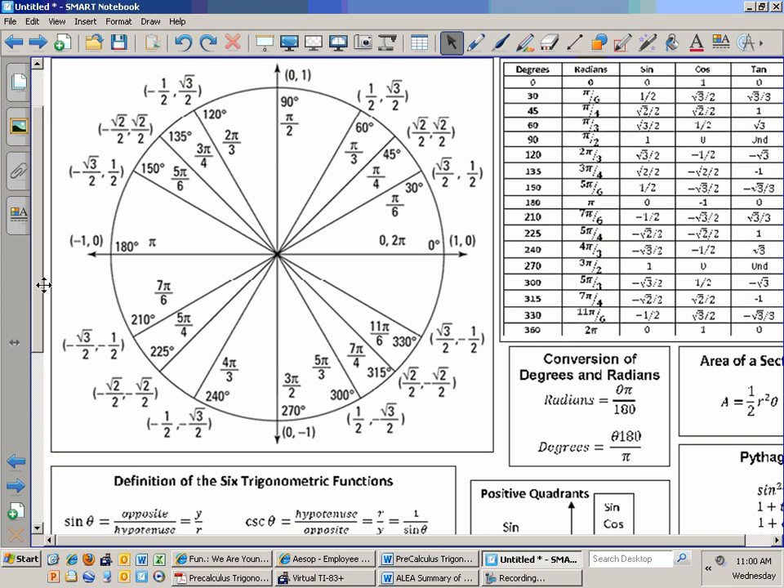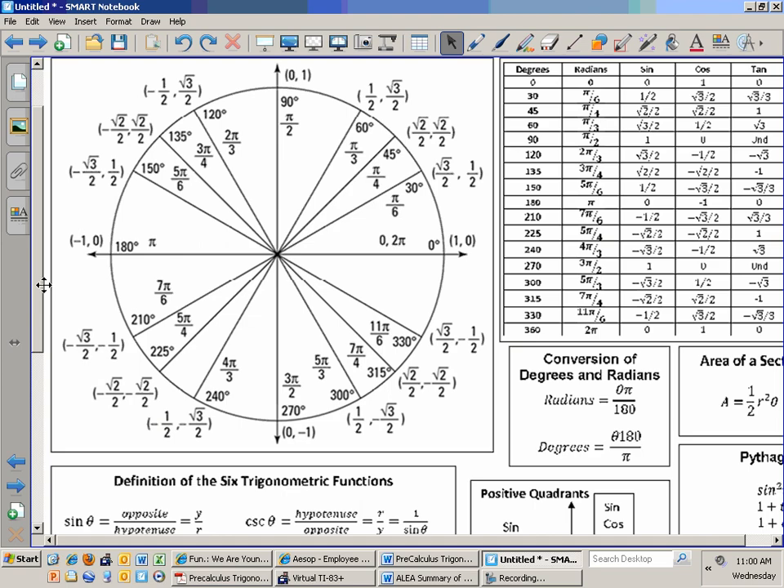So if we have the tangent of 0, the terminal point through 0 is 1, 0. If you take y and divide it by x, what do you get? Yeah, 0 divided by 1 is 0. So at 0, tangent is 0. Now, if I move up to 45 degrees or pi over 4 radians, I have square root of 2 over 2 divided by square root of 2 over 2, which is 1. And so the tangent of pi over 4 is 1.